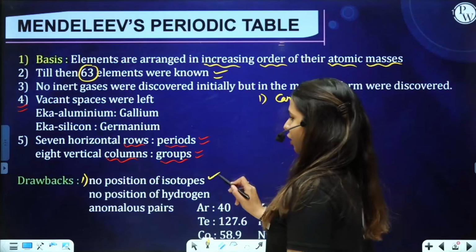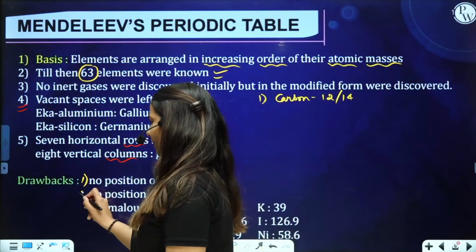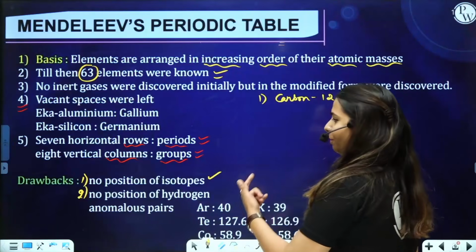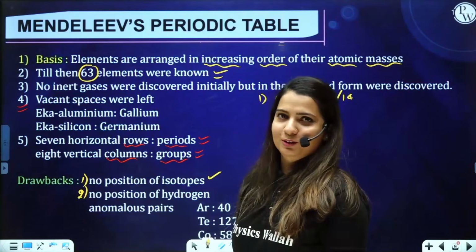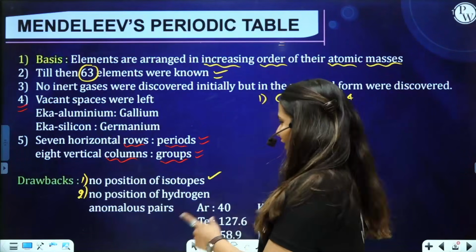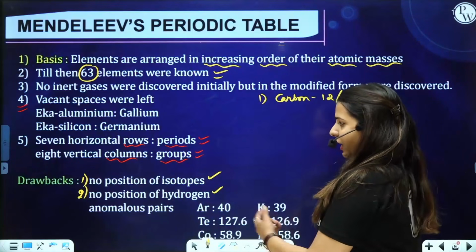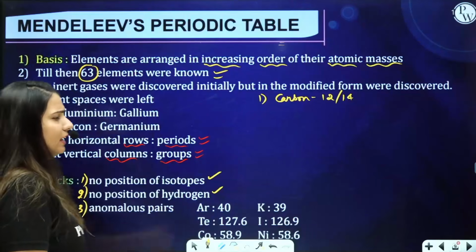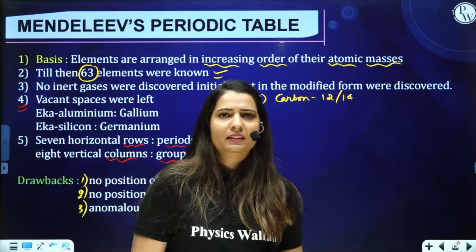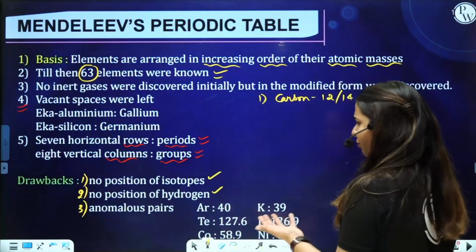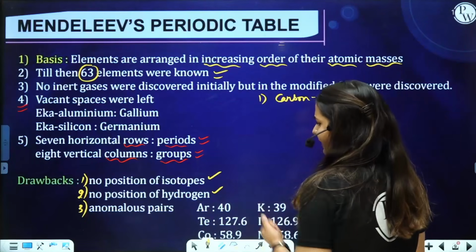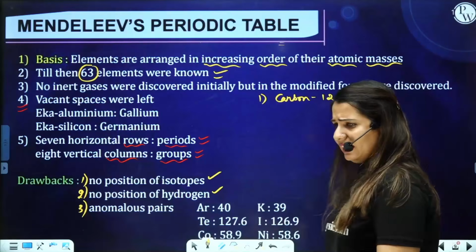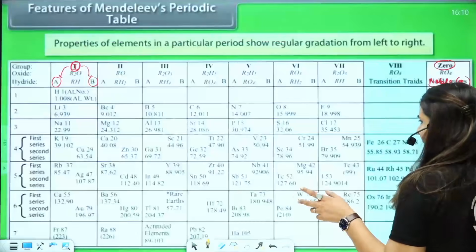After that, obviously, you know that hydrogen always has a problem. Right now also we don't have a particular space for hydrogen. So there was no position of hydrogen at that time also, and right now also we are facing this problem. So this was also a limitation. Then there were some anomalous pairs. He said that I have arranged the elements in the increasing order of atomic masses. So why do you have these kinds of problems? Argon has 40 as the atomic mass. Potassium has 39. So why are they placed in such a manner?